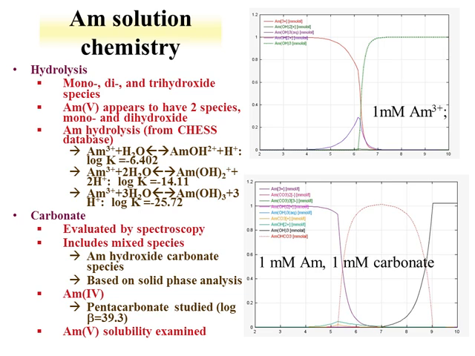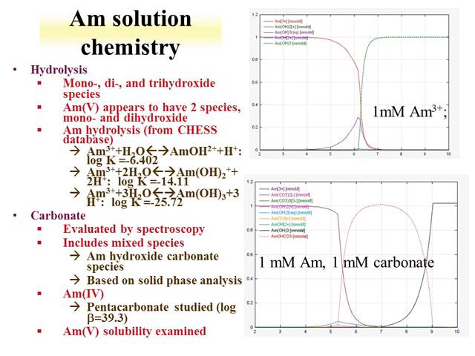An important solution species of americium is, of course, the hydrolysis. The mono, di, and trihydroxide species have been examined. Americium-5 appears to have two species, the mono and dihydroxide. And here's an example of some americium speciation from the CHESS database. For 1 millimole of americium, you start to get a decrease of the free americium concentration around pH 6, with the formation of the americium trihydroxide at the higher pHs.